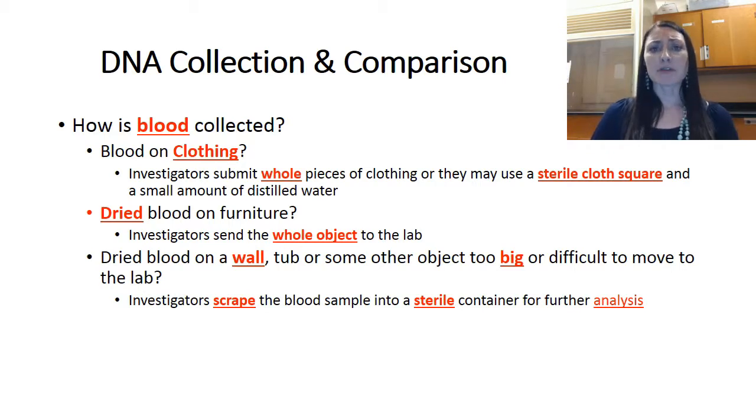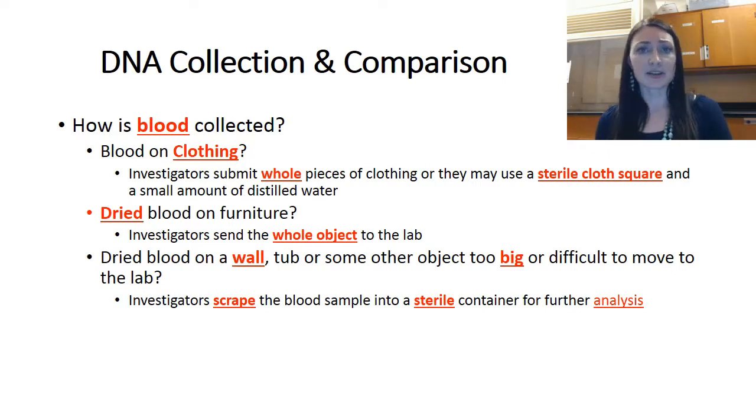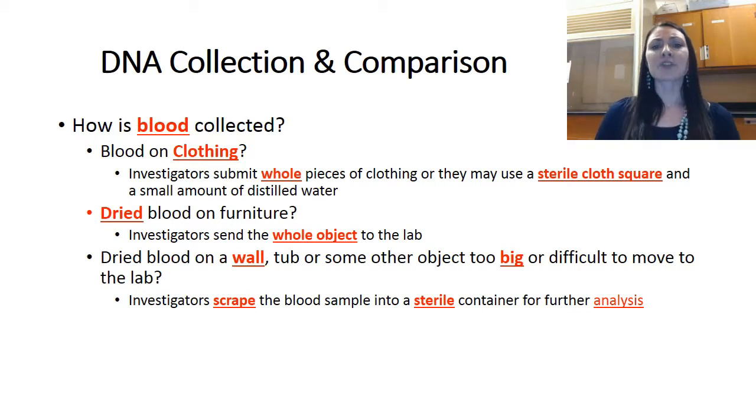If you have dried blood on furniture, you're going to send the whole object to the lab, but if it's too big to send to the lab, like it's a wall or a tub, you would scrape the blood sample into a sterile dish using a scalpel or some sort of sharp object that allows that dried blood to flake off.